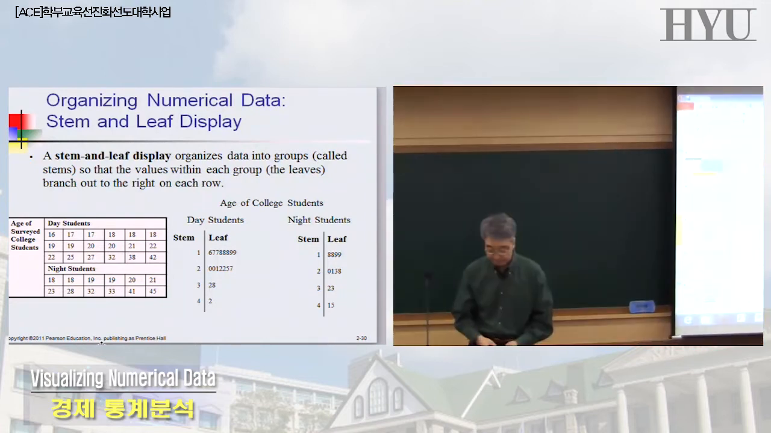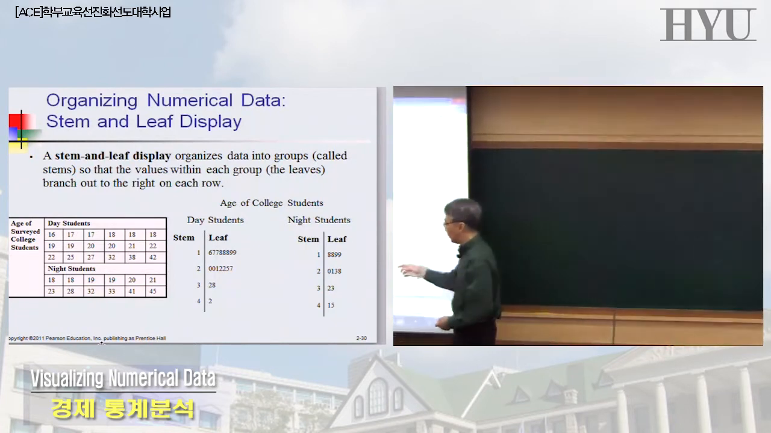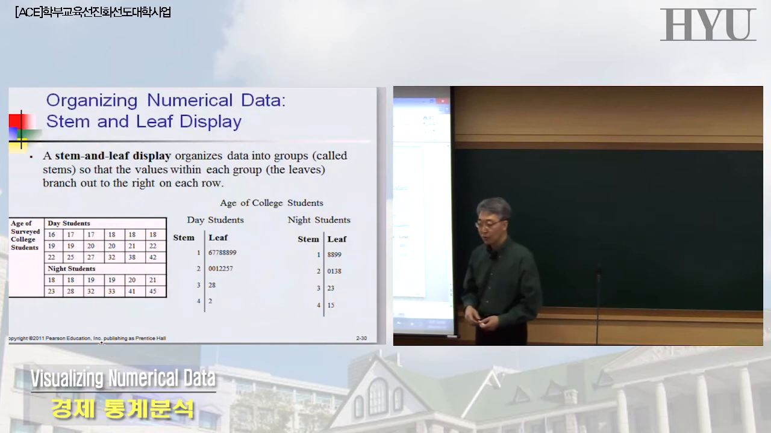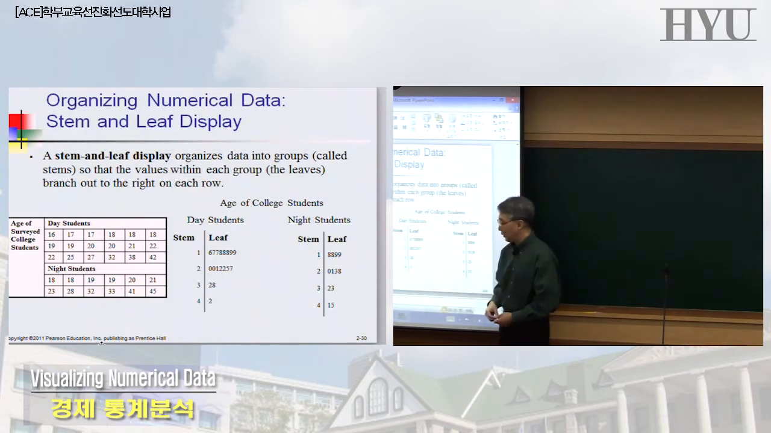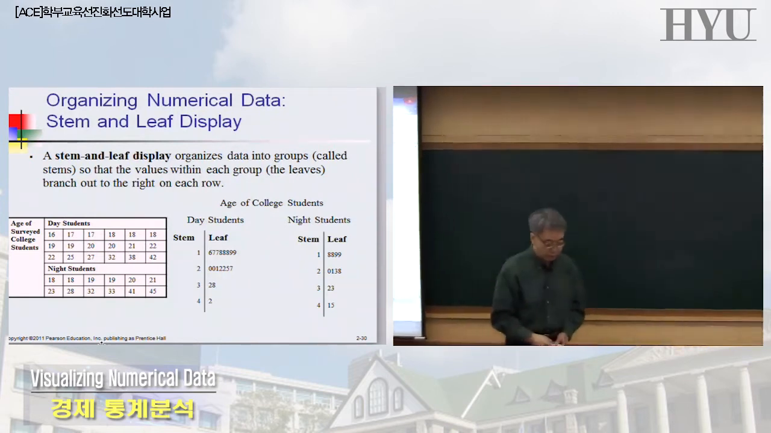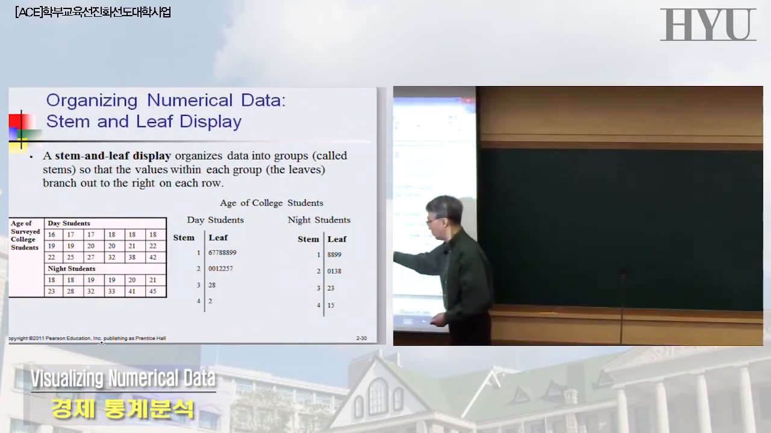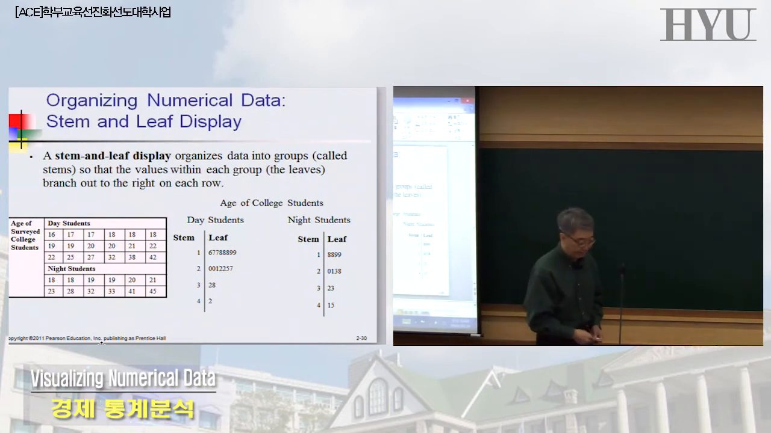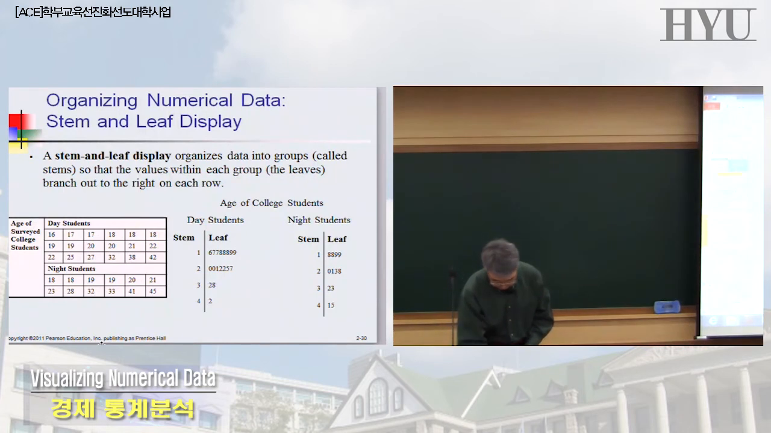And as I said, stem doesn't have to be just 1 digit. If you have 3-digit numbers, then you can use the first 2 digits as the stem and the last digit as the leaf. But you have to make sure that you indicate what the unit for the stem is. All right, let's move on.